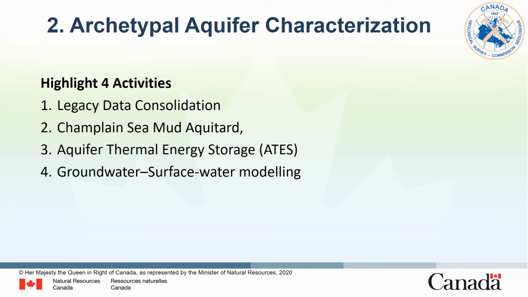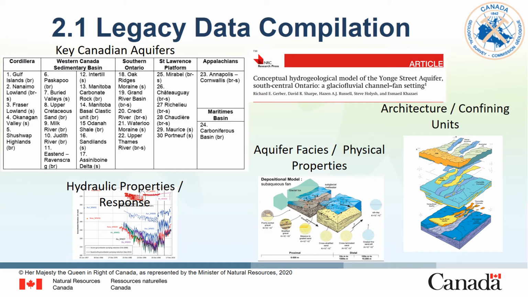The second activity, Archetypal Aquifer Characterization, is supported by 4 sub-activities that will be touched on individually. With a classification or grouping scheme in place, data consolidation can occur from the literature. Work completed by the GSC on 30 Canadian aquifers provides a first step in that process. Beyond this set of aquifer studies, there is an abundance of case studies with a range of data types and associated knowledge that can be exploited.